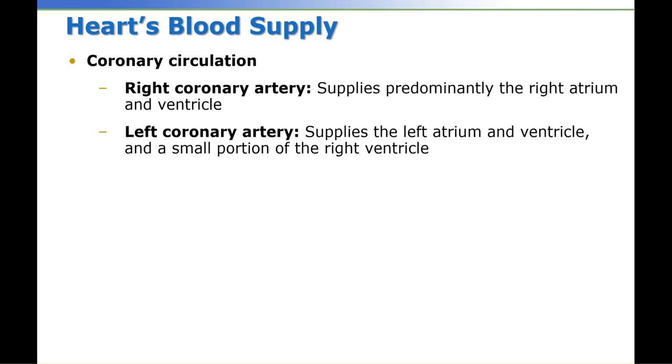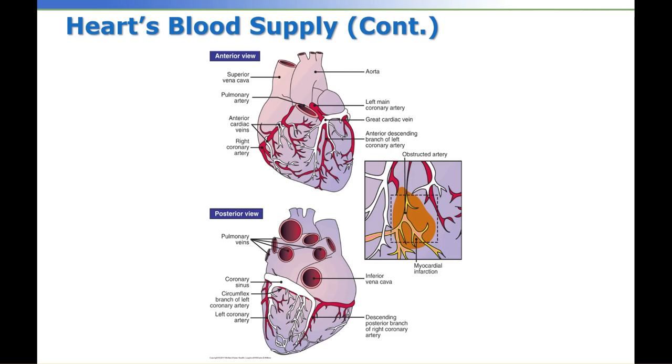Heart's blood supply, coronary circulation. The heart needs blood as well, oxygenated blood. The right coronary artery supplies predominantly the right atrium and ventricle. The left coronary artery supplies the left atrium and ventricle and a small portion of the right ventricle. That's what this talks about: the left main coronary artery, the anterior descending branch of the left coronary artery, and the right coronary artery at the top as well. Then you look at the obstructed artery, which is what causes a myocardial infarction, a heart attack.